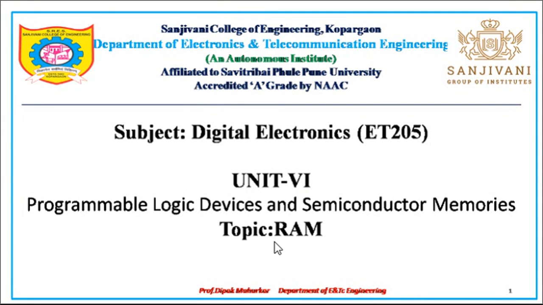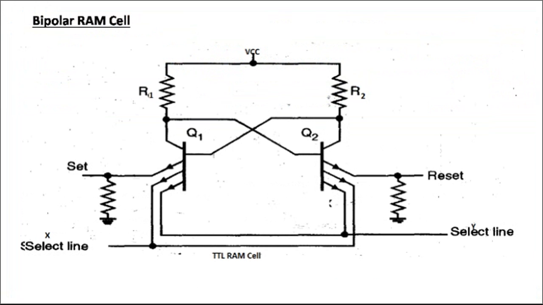Hello student, today we'll discuss memory one by one, starting with the RAM. RAM stands for Random Access Memory. Random Access Memory, RAM, is categorized into two types of RAM. One is called static RAM and the second one is called dynamic RAM.